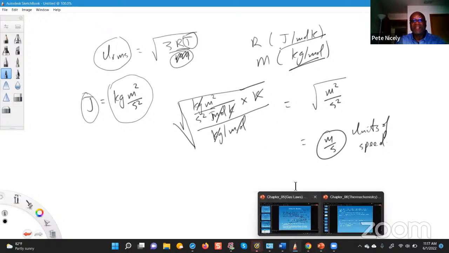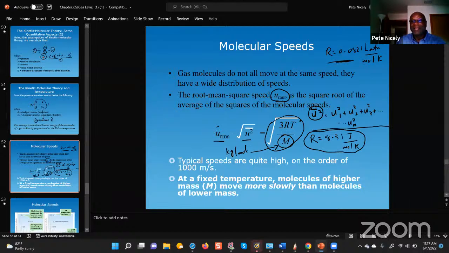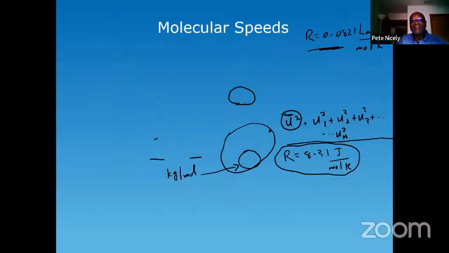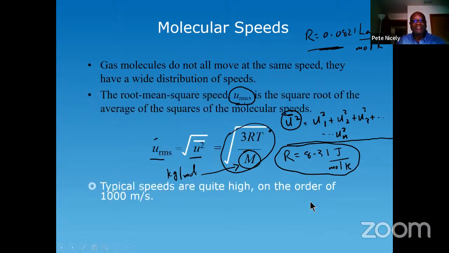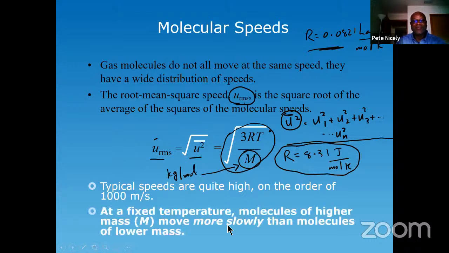Okay, so with that out of the way, let me go back to this here. Some final comments about this equation. As stated here, typically the molecular speeds are high, on the order of 1,000 meters per second. So you might have some averages work out to be less than 1,000, maybe about 900 or 800 meters per second. And in some cases, they'll be higher.